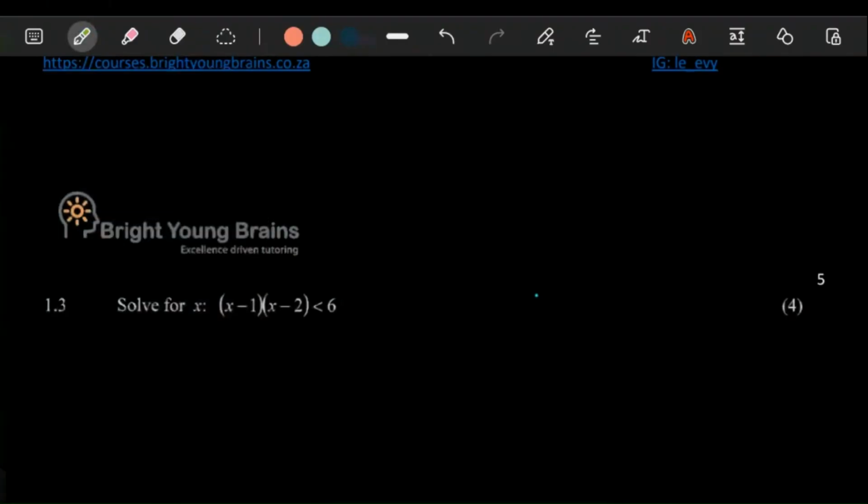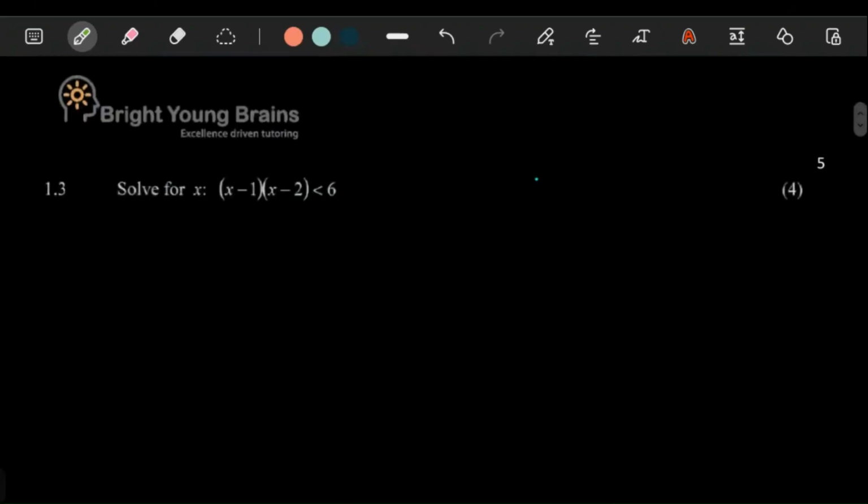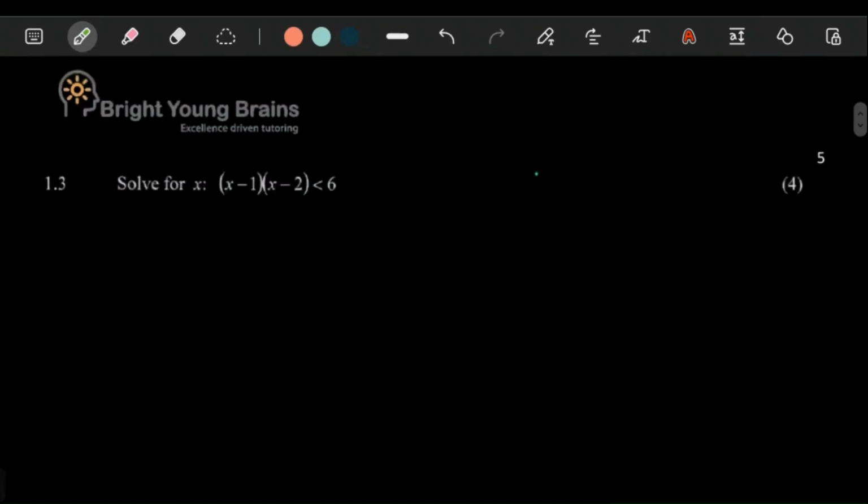Solve for x. So solving for an inequality, my best bet is to always put it in quadratic format, see what kind of a parabola it is, and then use a sketch to help you write your answer in a way that makes sense. So here, x times x is like x squared. What else? X times -2 is -2x. -1 times x is like -x. -1 times that is like +2.